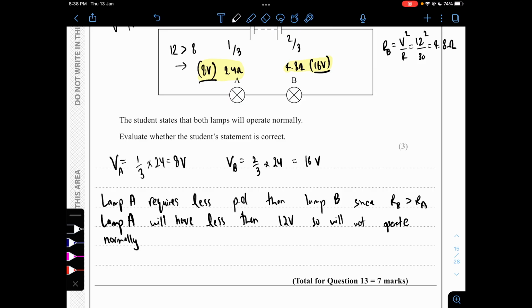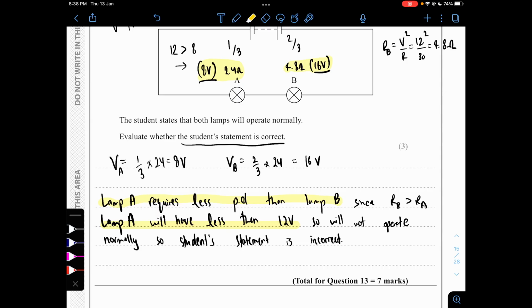So is the student's statement correct? No. The student's statement is incorrect. So what can we say? Lamp A requires less PD than lamp B, because the resistance of B is greater than the resistance of A. And what else? Lamp A will have less than 12 volts.